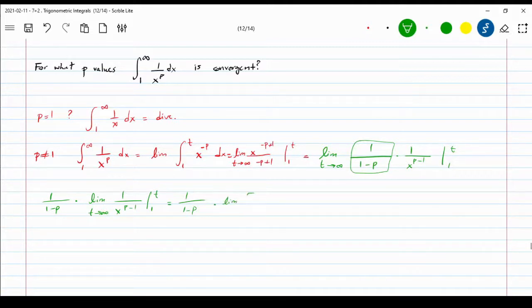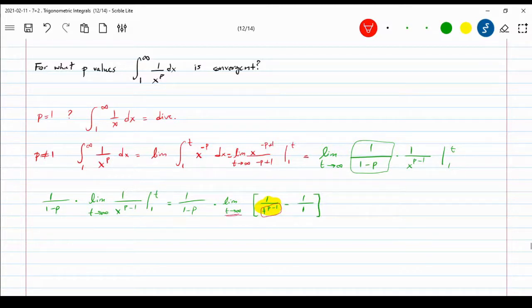the limit as t approaches infinity. Let's evaluate it at 1 and t. It would be 1 over t to the power p minus 1, minus 1 over 1 to the power p minus 1, which is always 1. So you'll get 1. So now the question becomes, when is this value of 1 over t to the power p minus 1 bounded? When do you have a finite value for this limit? And the answer is whenever the denominator is finite or infinity.